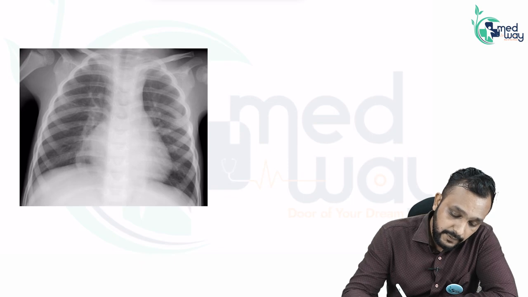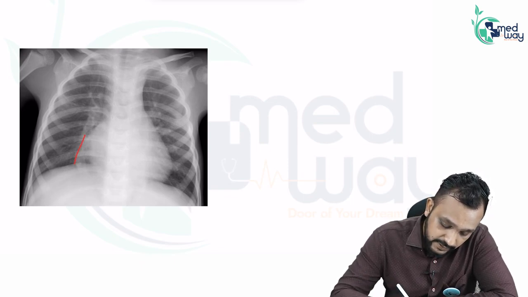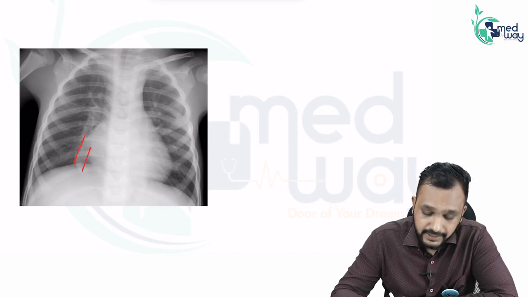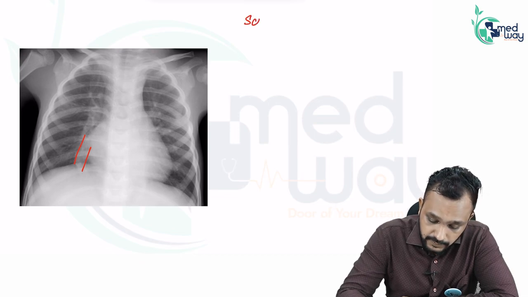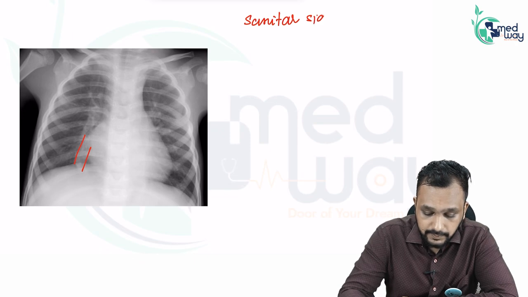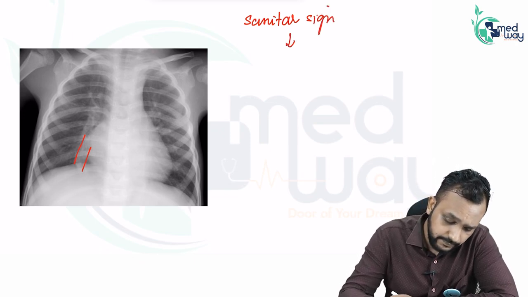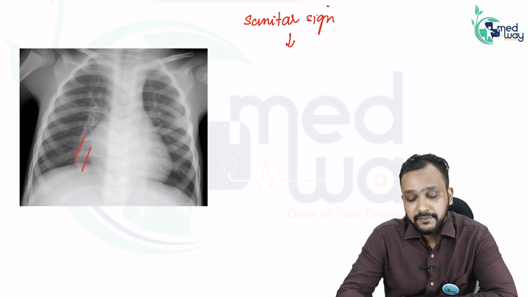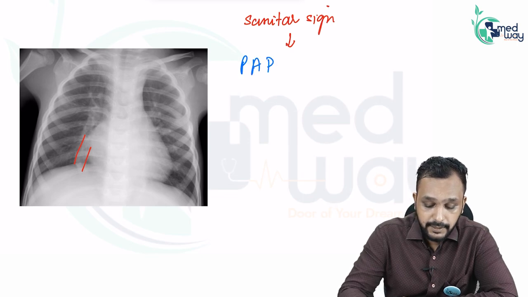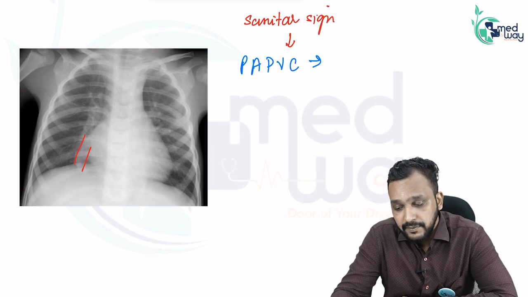Now here in this image, you can see that there is a radiopacity seen along the right heart border, right? So this is known as Schmitt's sign. And this Schmitt's sign is seen in patients with partial anomalous pulmonary venous return, PAPVC, right? So what happens in this PAPVC?